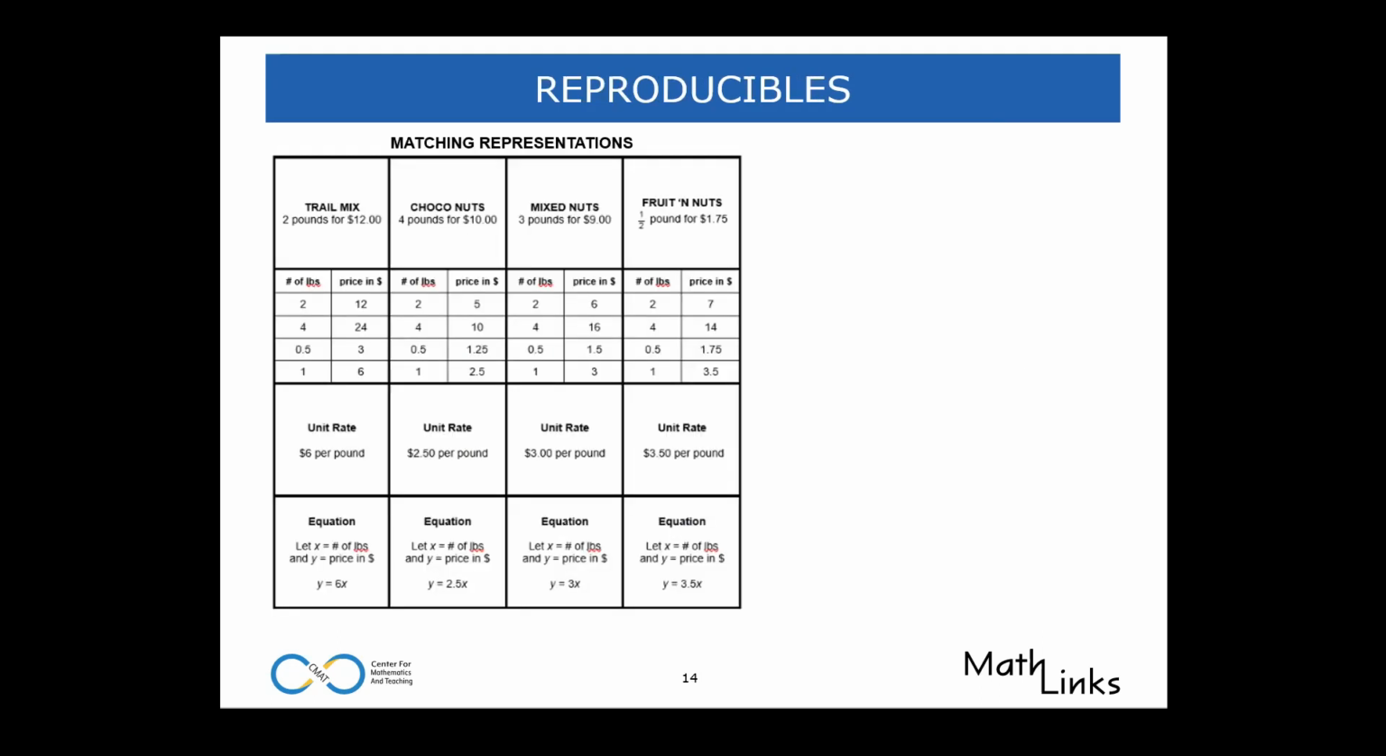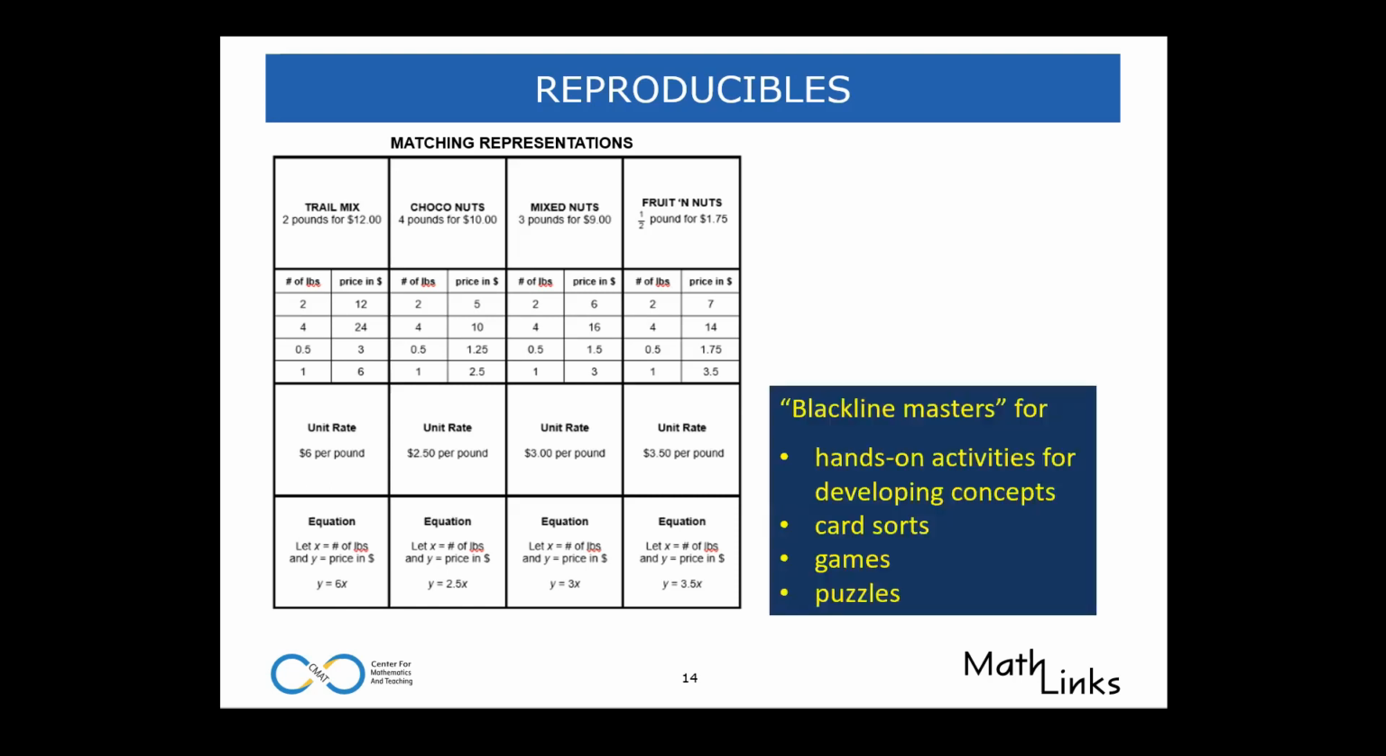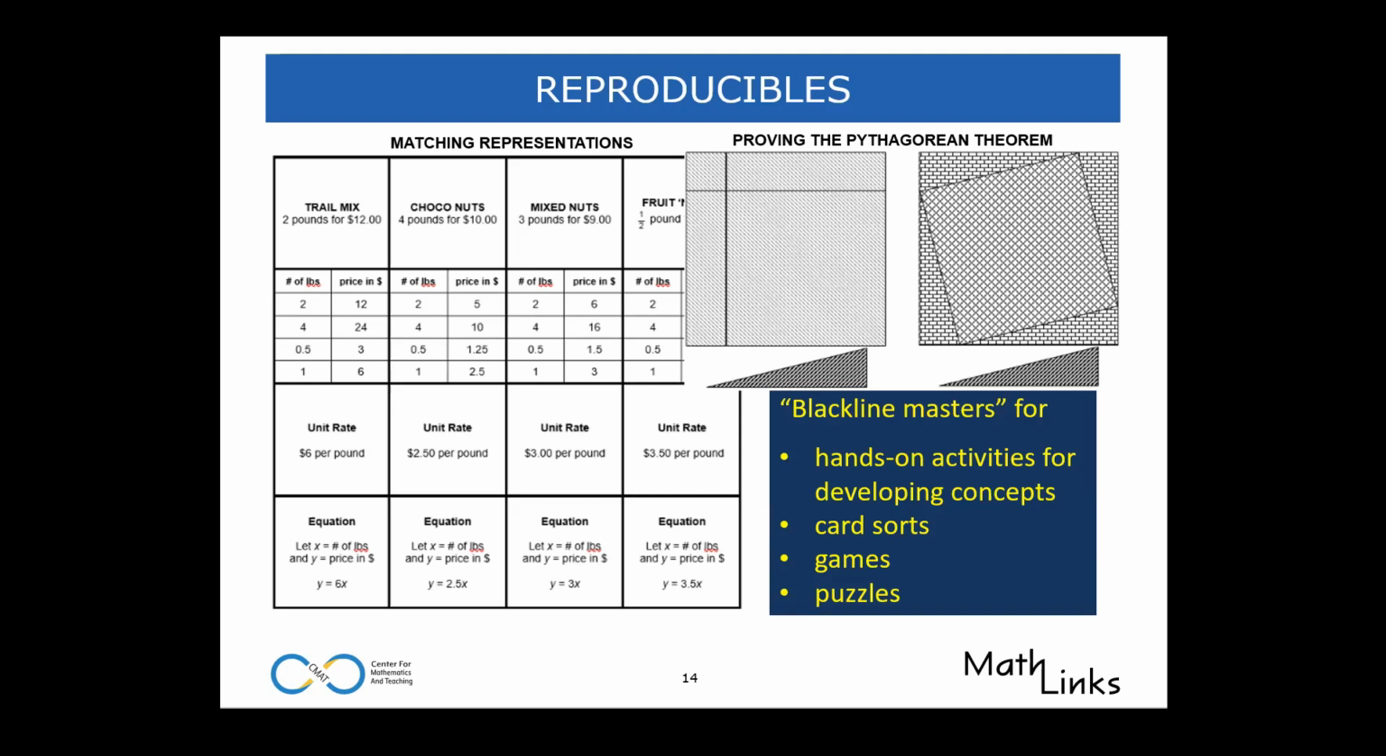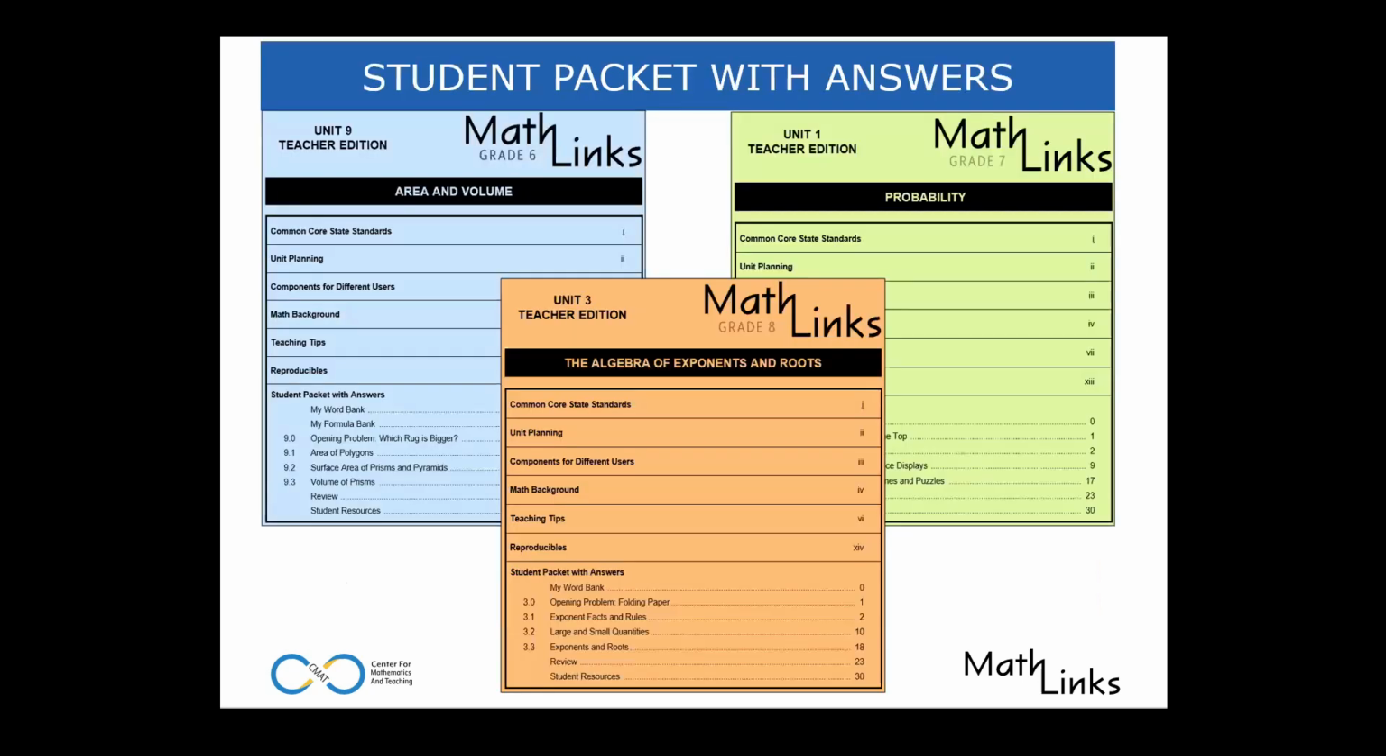The front part of the TE wraps up with a few pages of reproducibles, what many might call blackline masters. While we try to keep copy making to a minimum, some activities really do require paper manipulatives or cards for sorting, playing games, or doing puzzles.